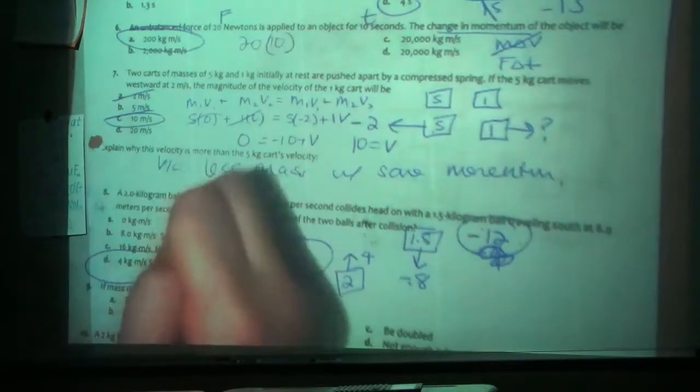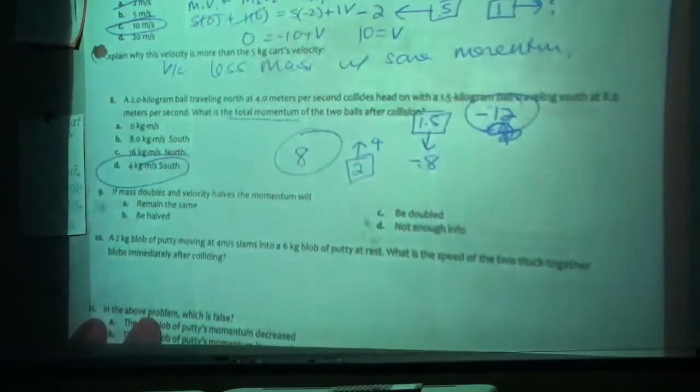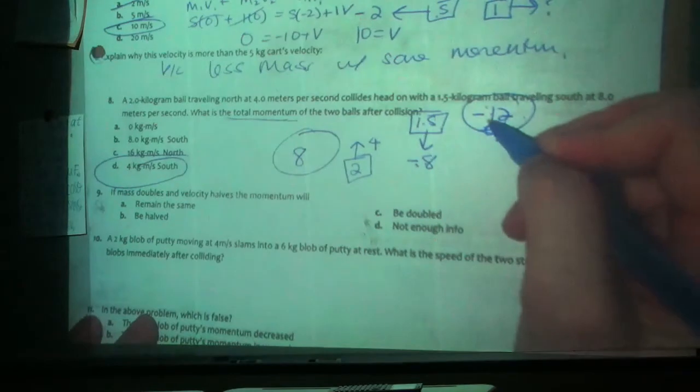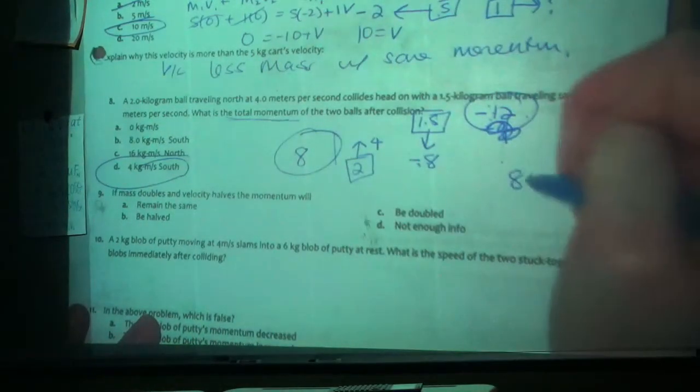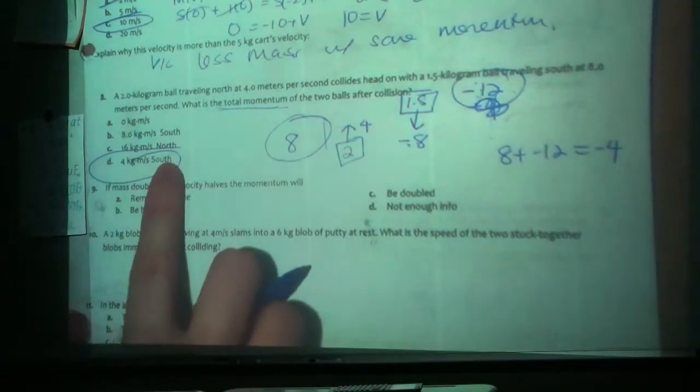So then you have negative 12 and 8. To find the total, you would just add them. You get your total momentum is negative 4, and that just means south. My bad, sorry, I just looked at my answer and not the step in between. So you have momentum of 8 upwards and 12 downwards, so that's 8 plus negative 12, which gives me negative 4. So my total is 4 in the negative direction, or south.